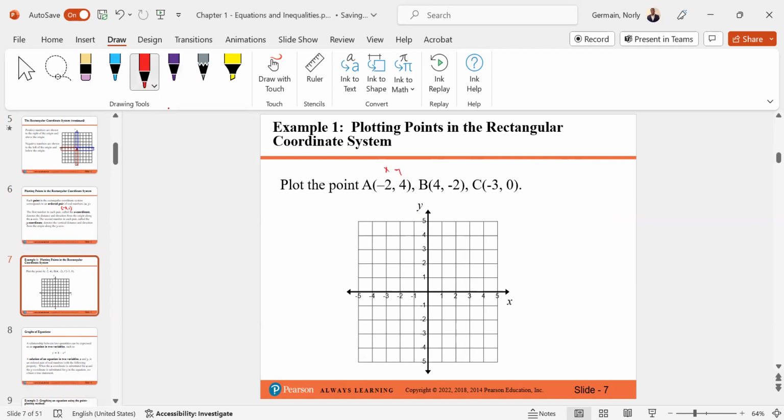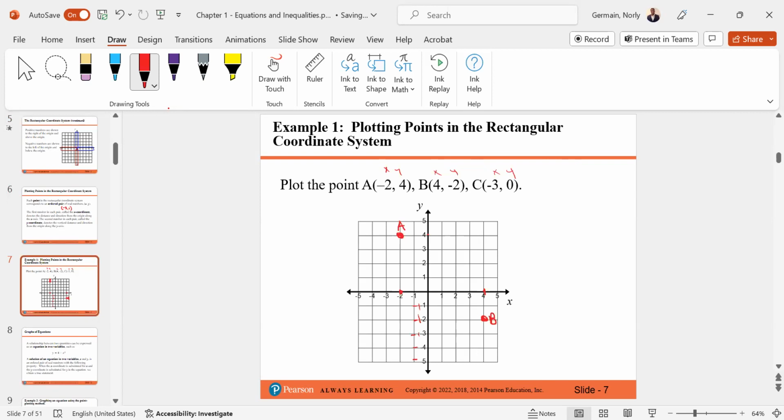This is x, y, x, y, x, y. Let's plot the first point, A. When x is 2, y is 4. So we need to put it right there. So this is our first point, A. And for the next one, when x is 4, y is -2. Remember, those are negative, so we need to put a negative in front of it. So y is -2. This is B.